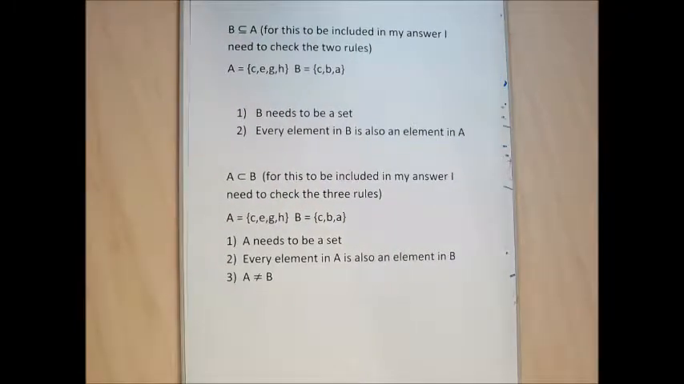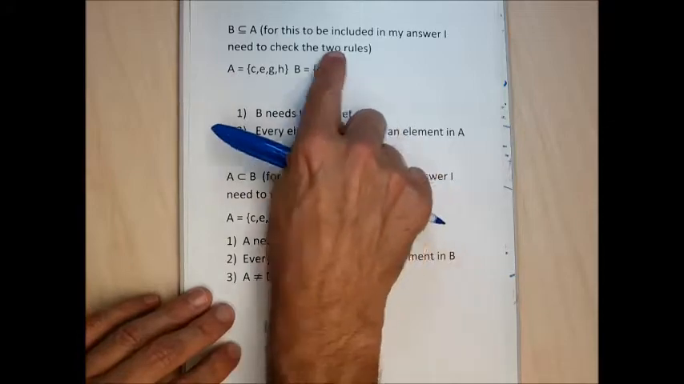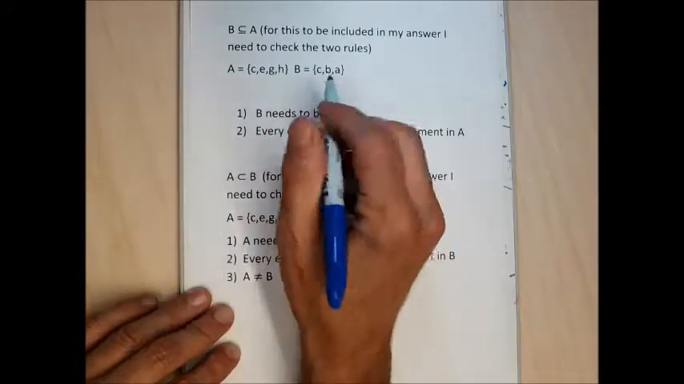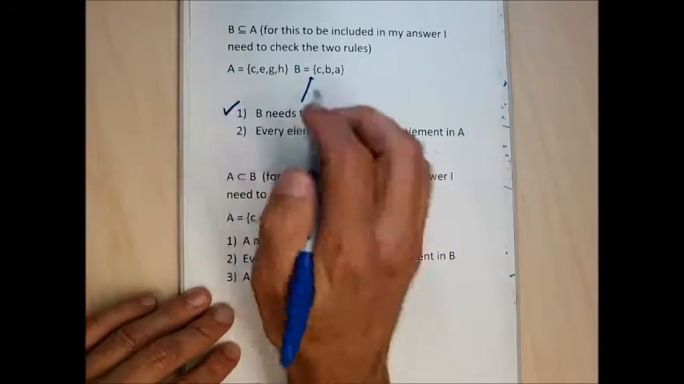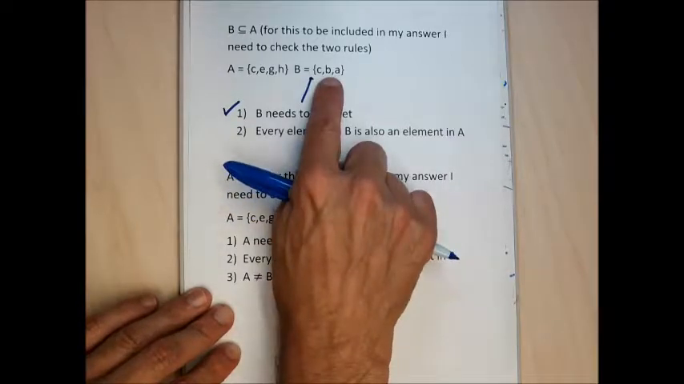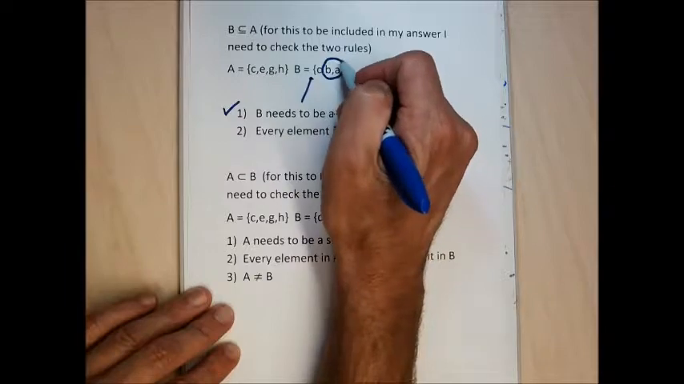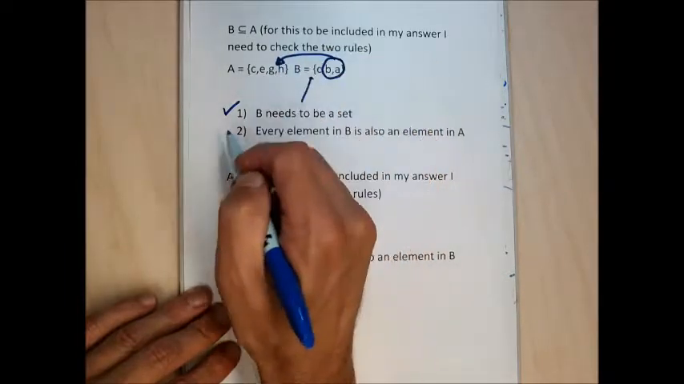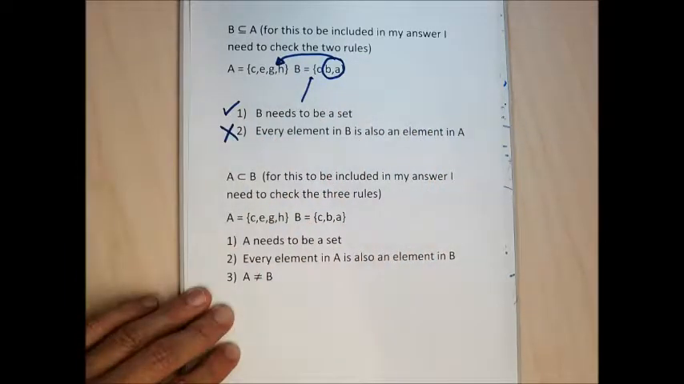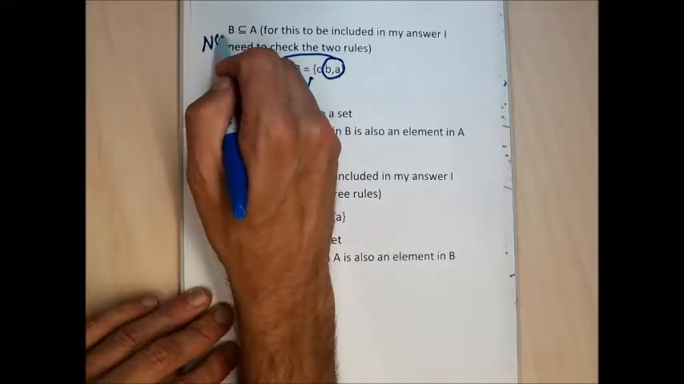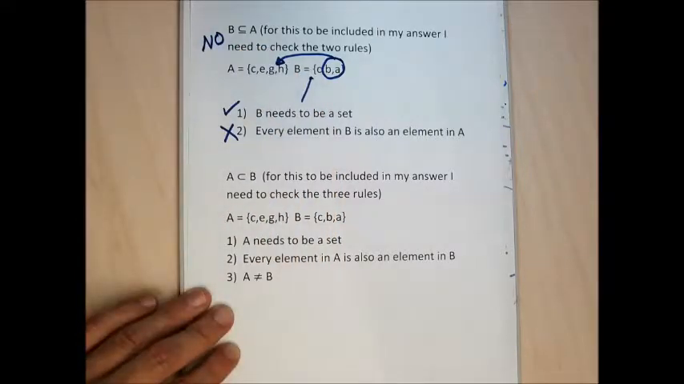Next, I want to check to see if B is a subset of A. For B to be a subset of A, there's 2 rules. First one is B needs to be a set, which it is. Second one, all 3 elements in B also have to be in A. And these 2 elements in B aren't also in A. So the second rule gets violated, and B as a subset of A is not going to be in my answer.